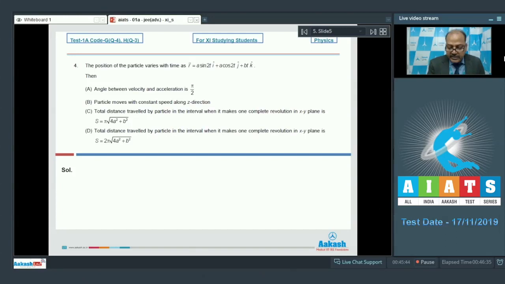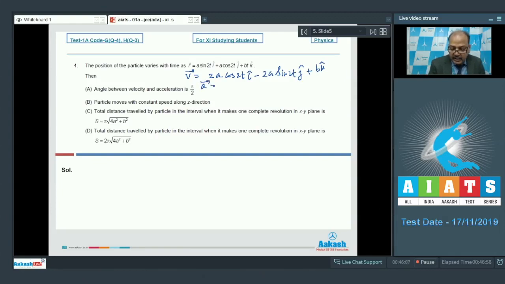Let's get velocity by differentiating r with respect to t. So velocity v is dr by dt. In this case, it is 2a cos 2t i cap minus 2a sin 2t j cap plus b k cap.